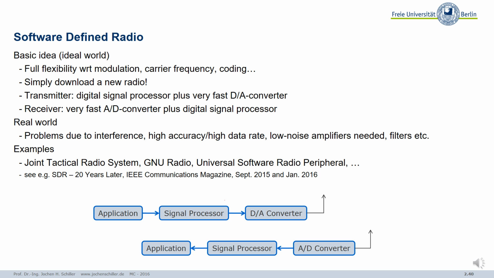Because everything is now handled in the signal processor, generating here already, well, it depends on the frequency, let's say, for example, 60 gigabit per second. And all you do here is a digital to analog conversion. Okay, that's also a problem today, because 60 gigabit per second digital to analog conversion, that's expensive. That's just the idea. This is why we are not there yet. That's the ideal world. So we simply download a new radio. Not only a new app, but download a completely new radio.